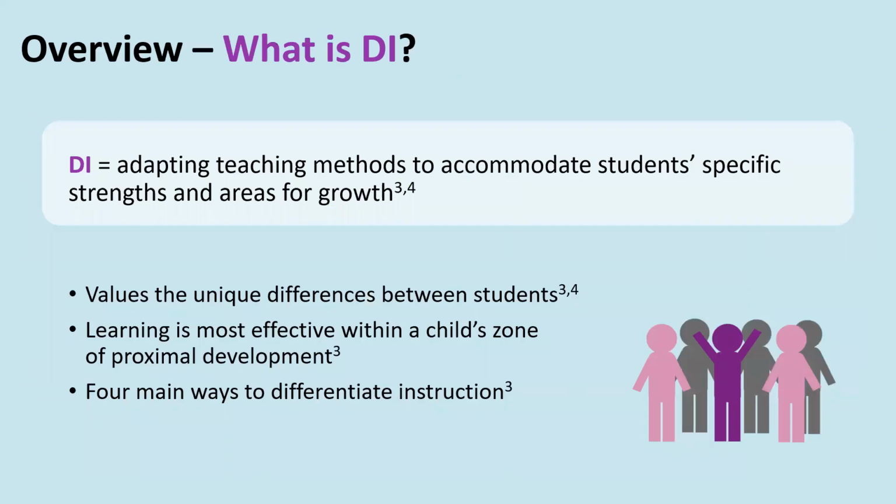What is differentiated instruction? Differentiated instruction occurs when educators adapt their teaching methods to accommodate the specific strengths and areas for growth of their students. This approach values the unique differences between students and is based off of the idea that learning is most effective when it occurs within a child's zone of proximal development. According to the Ministry of Education, there are 4 main ways for educators to implement differentiated instruction.